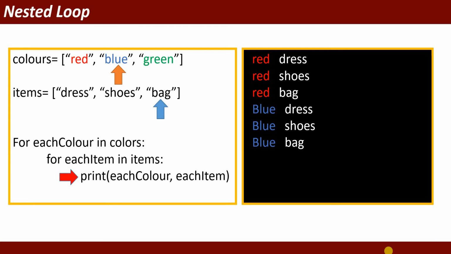Okay, next time what happens? The inner loop pointer will come to the first point, while the outer loop pointer will move to the next point. Now in this case it will show me all 3 items using the green pointer, by using the outer loop. Now the outer loop value is green. It will show me green dress, green shoes and green bag.